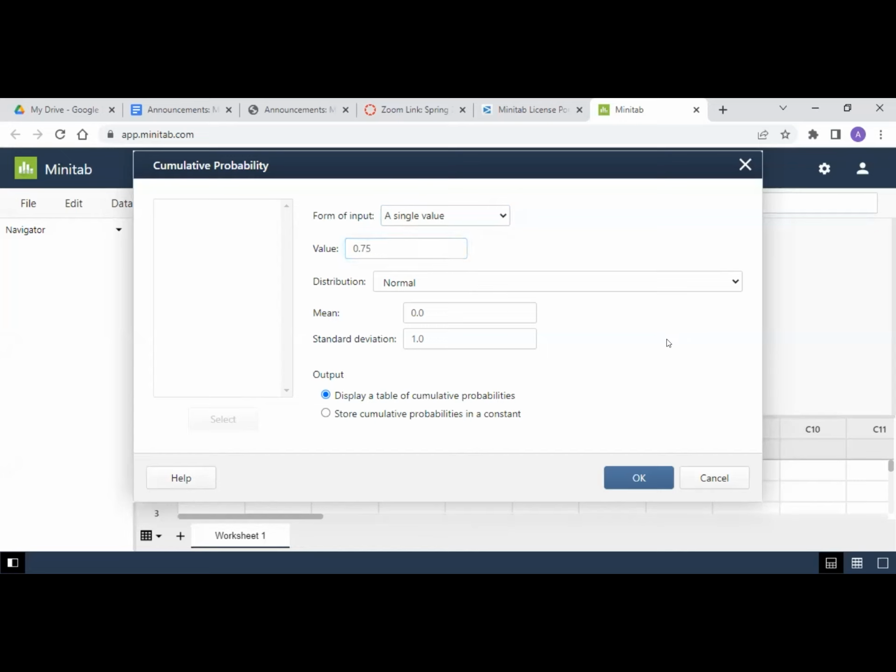Under step 5, I have 2 options. I have one set of instructions for an x value and another set of instructions for a z-score. Am I given an x value or a z-score here? Z-score, right? When we deal with a z-score, remember it follows the standard normal distribution, which has a mean of 0 and a standard deviation of 1. So I'm going to make sure it says that. I don't even have to change it because it's right there. All right, looks like we're done with step 5. Step 6, output, display a table of cumulative probabilities. It looks like that's already selected. So I'm going to click OK.